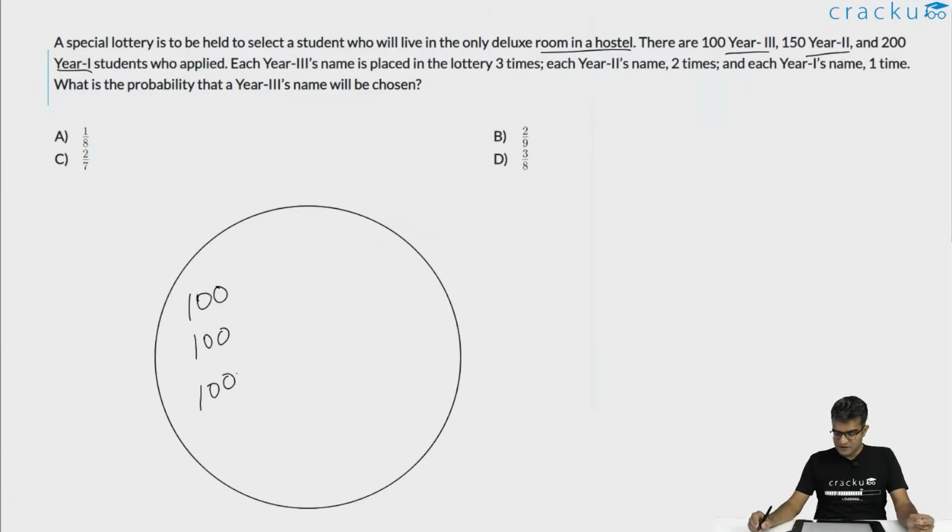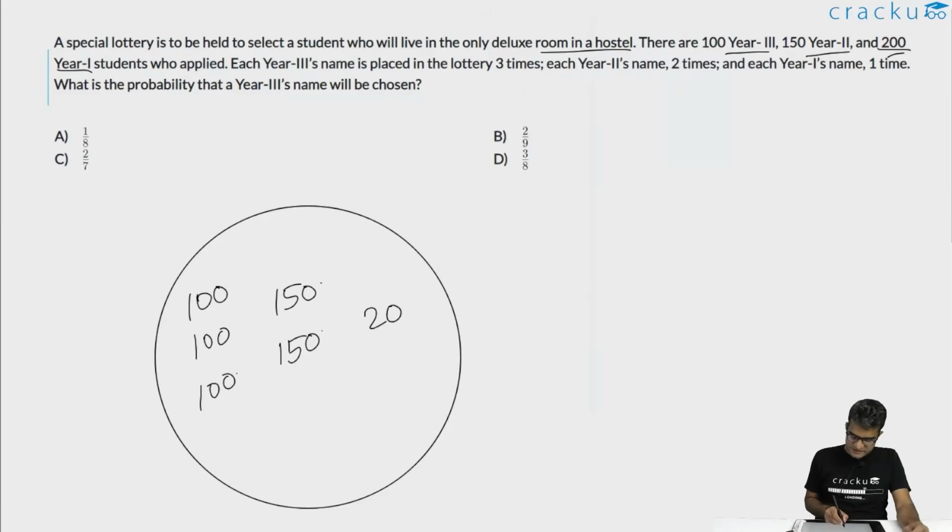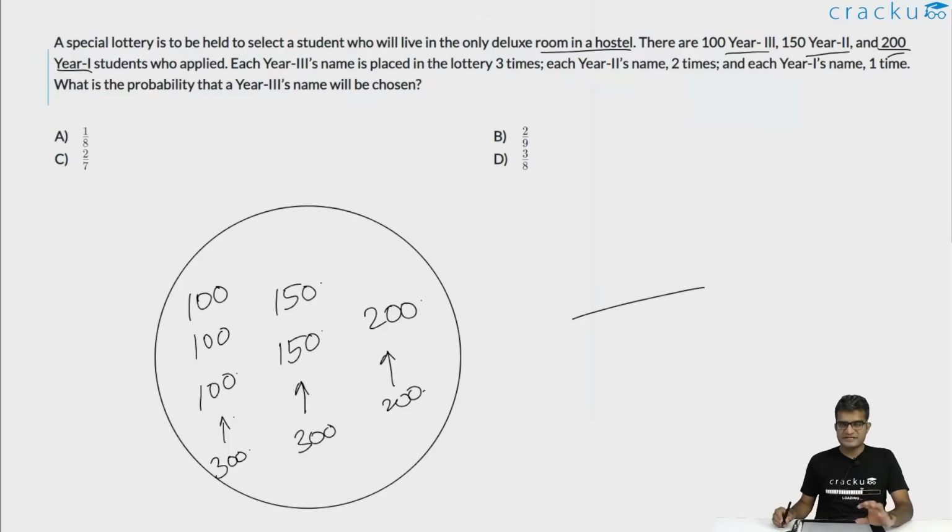And the names of the second year students are repeated 2 times. So we have 150 second year students, each of them repeated 2 times. And the 200 first year students are repeated only once. So basically in this chit, the total number of chits that are present which contain names is 100 plus 100 plus 100, this is 300. 150 plus 150, this is another 300, and we have 200. So the total number of chits which contains the names of the students is 300 plus 300 plus 200, which is 800.